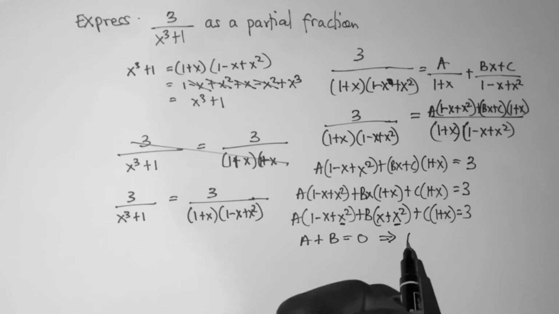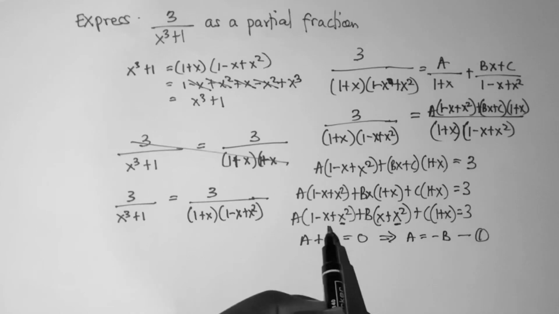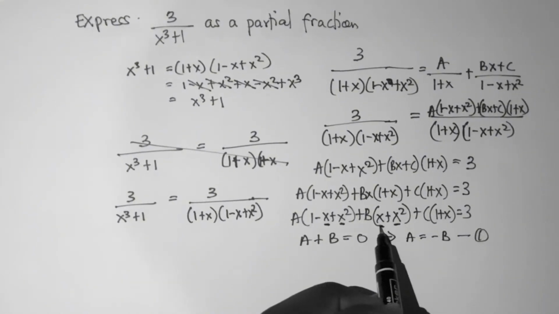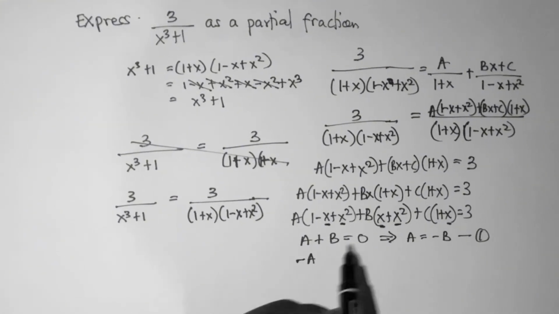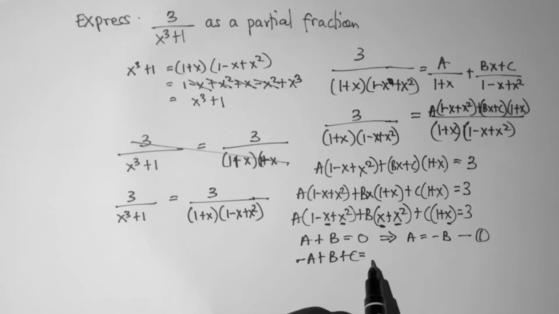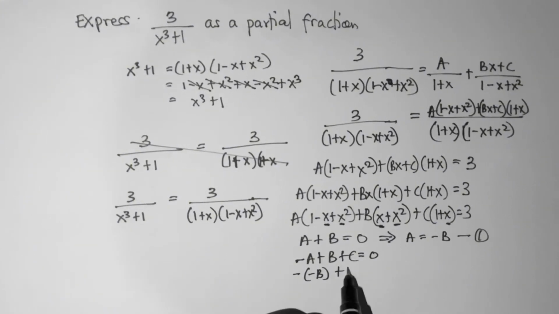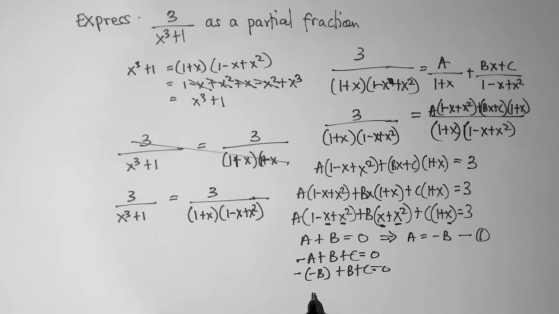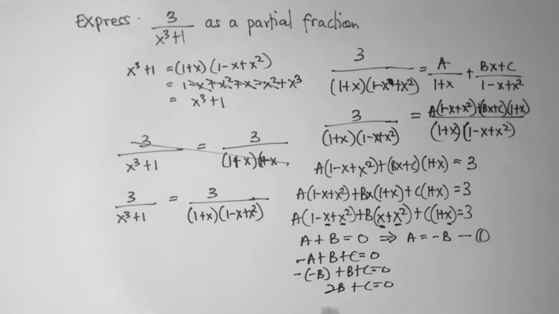This implies that A is equal to minus B. So this is our equation 1. And you can see x here. There's also an x here and there's an x here. So minus A plus B plus C is equal to 0 because there's no x on the right. But we know that A is equal to minus B. So it means that minus (minus B) plus B plus C is equal to 0. So this means that 2B plus C is equal to 0.